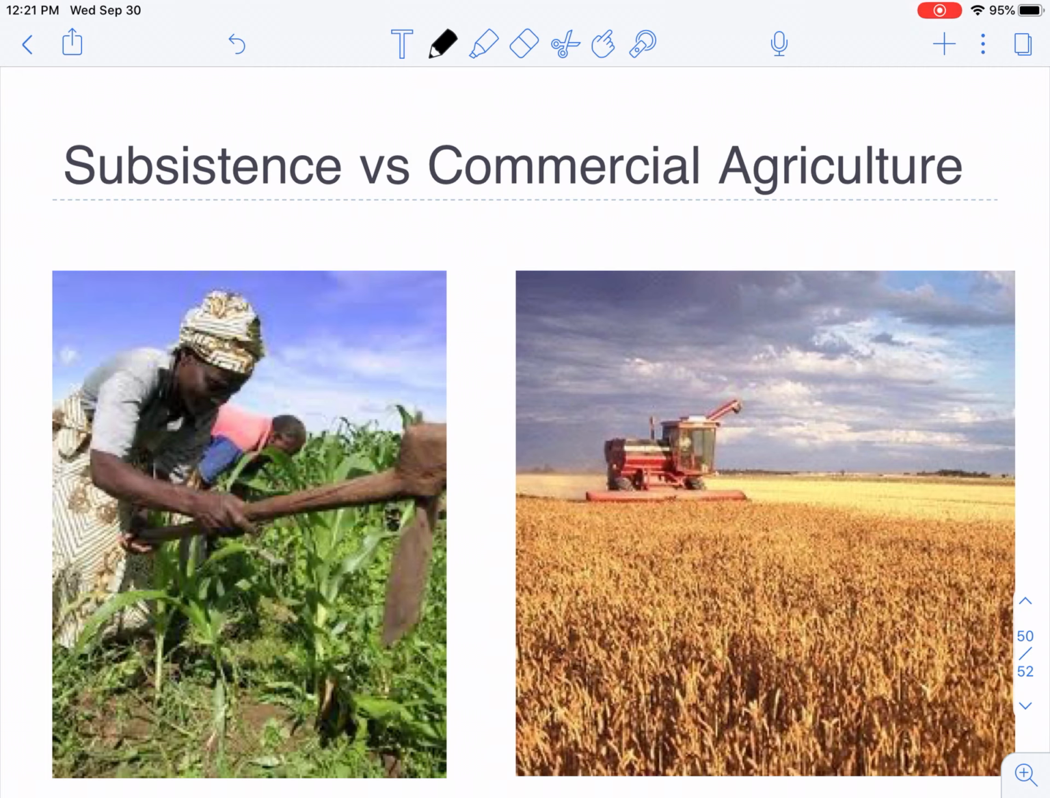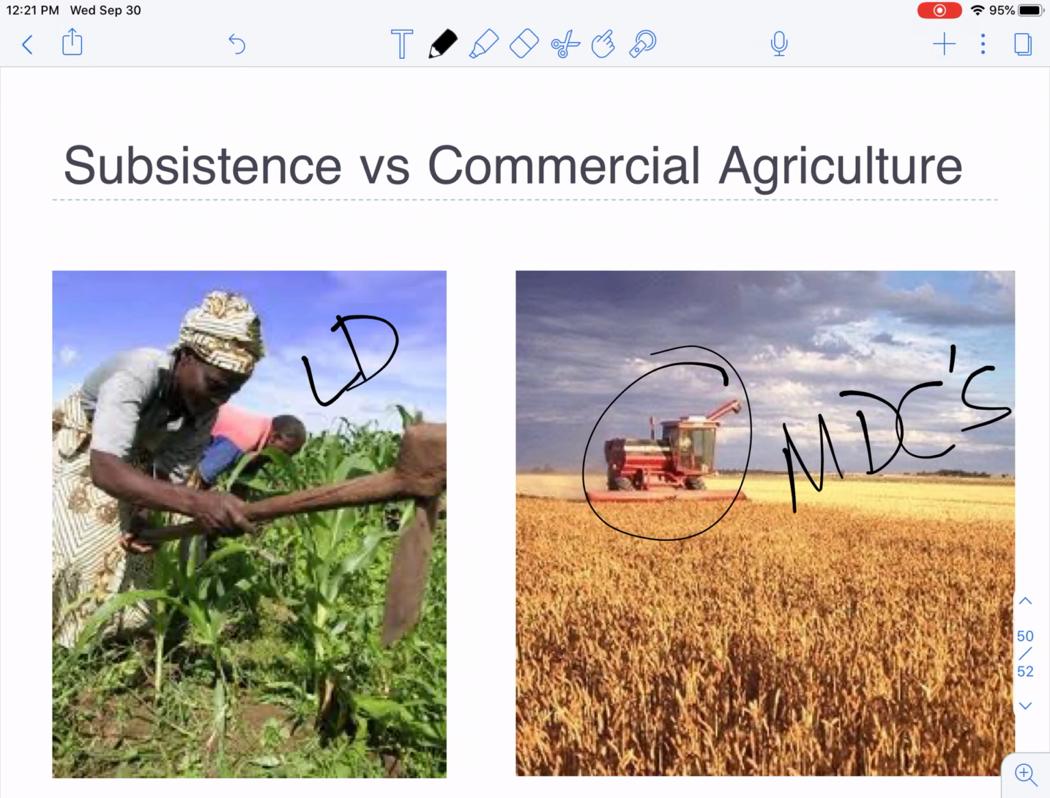The next set of slides is going to be subsistence, but when we start looking at the difference between commercial and subsistence, a couple things to remember. One, commercial is more commonly found in MDCs, and look at the technology. Subsistence is going to be found in LDCs, less developed countries. Again, focus on the technology. That's going to be a big determinant. It takes a lot more people to farm when you're using handheld tools than it does using a combine.